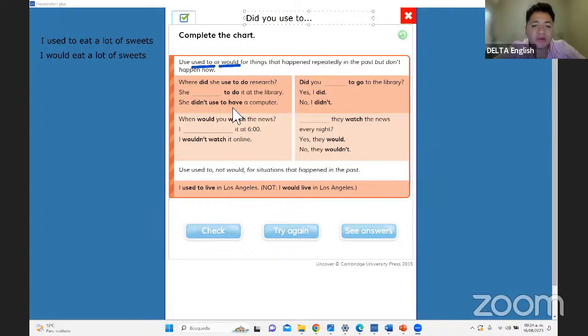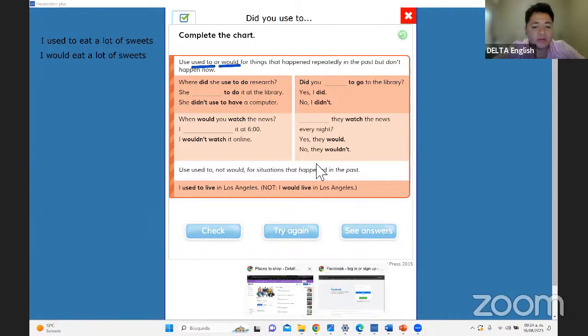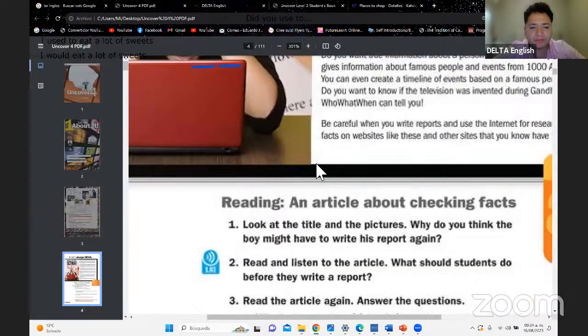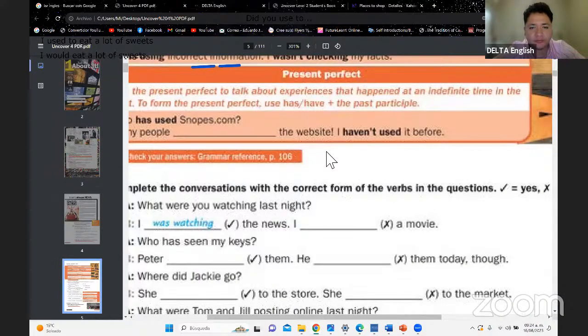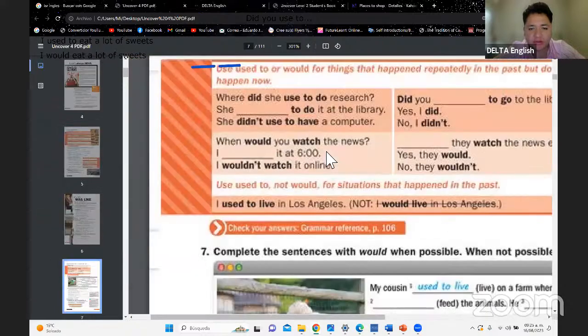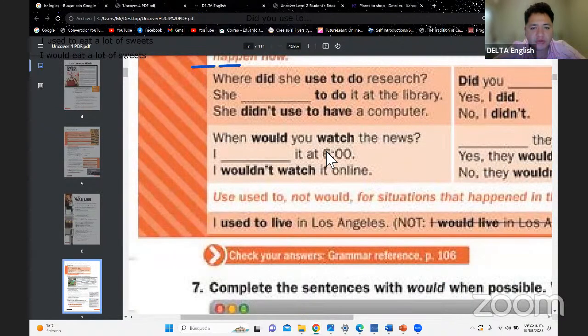We're going to check these exercises. It looks kind of small. Let me see if I can make it bigger. Okay, I can make it bigger, but the quality is not good. I don't know why. So maybe we can use this one.